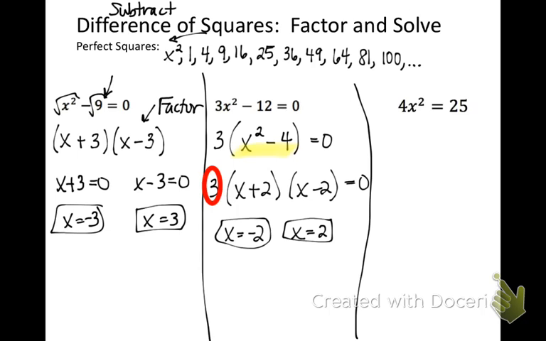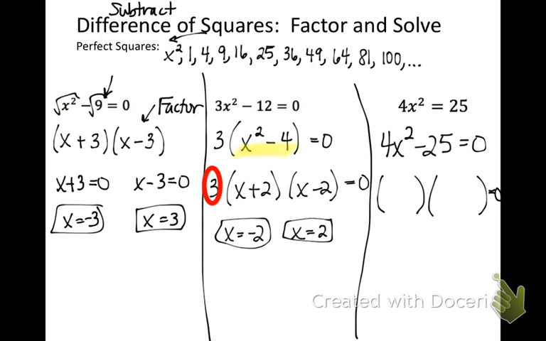Alright, and then our last problem, make sure it's set equal to 0. We want to keep the 4x squared positive, so I'm going to subtract over the 25. Notice that I don't have a greatest common factor. Nothing divides 4 and 25. But 4 and 25 are both in the list above, so I'm going to do my difference of squares.